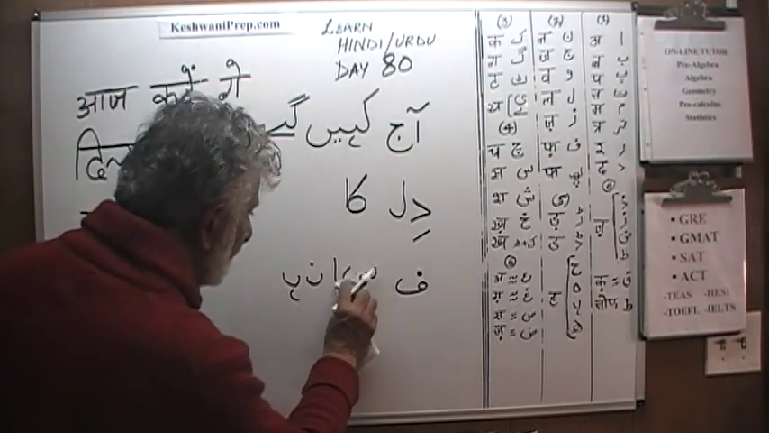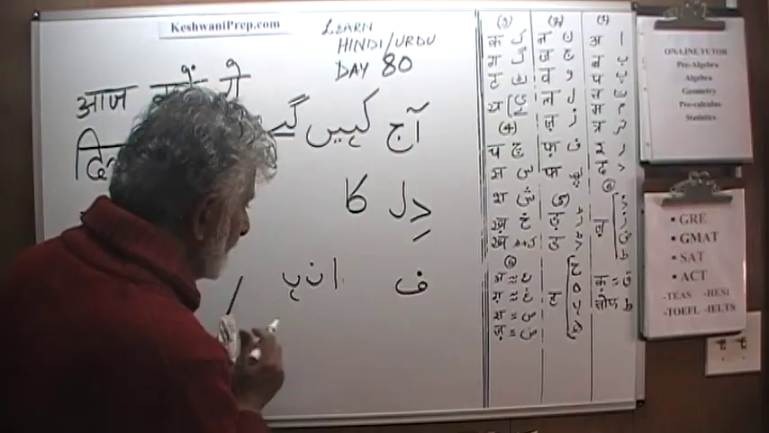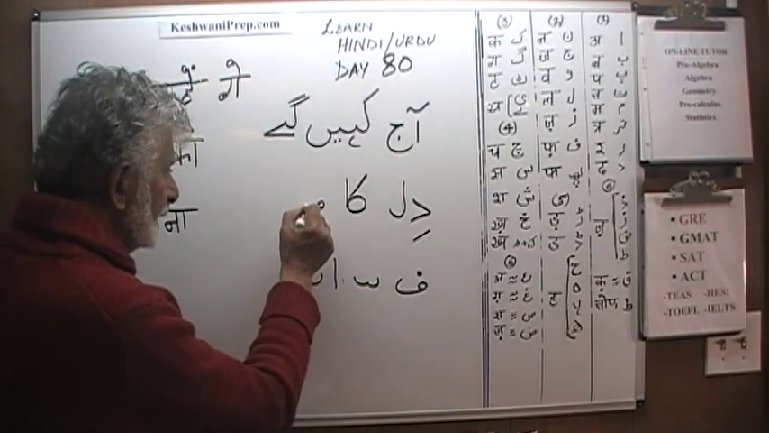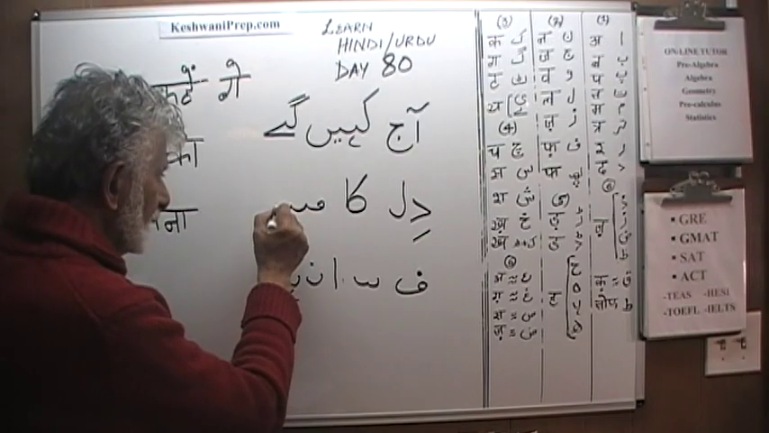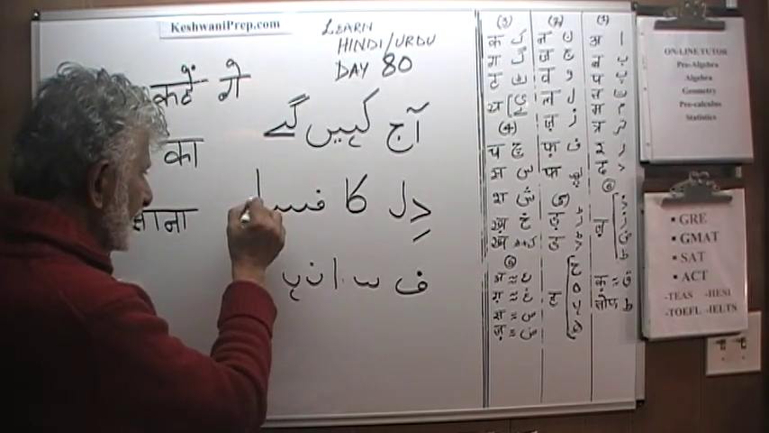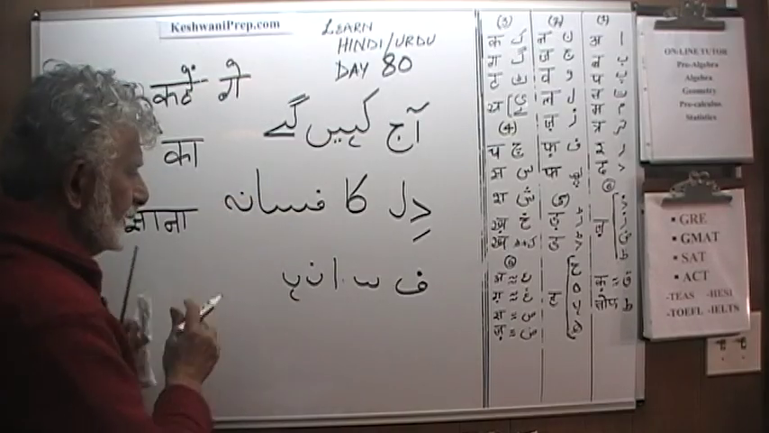So it's going to take this form when it joins. It's just going to have two loops, that's a sa. And this is what it looks like: fa, and two loops for sa, one more loop to join the alif. So far it's this fasa, and then a na and a ha.